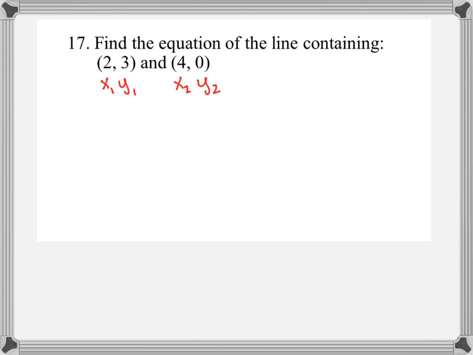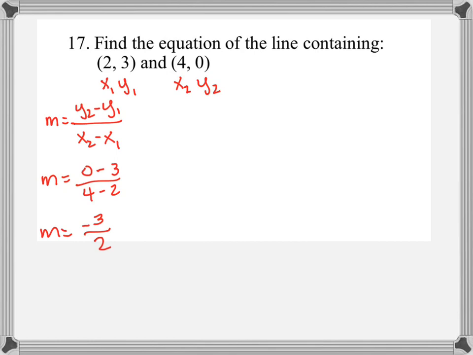We do need to use the additional formula of calculating the slope, m equals y sub 2 minus y sub 1 over x sub 2 minus x sub 1. Substituting in, m equals 0 minus 3 over 4 minus 2, or m equals negative 3/2. So that's our slope, negative 3/2. So if I go back to y equals mx plus b, we can substitute in our slope, y equals negative 3/2 x plus b.